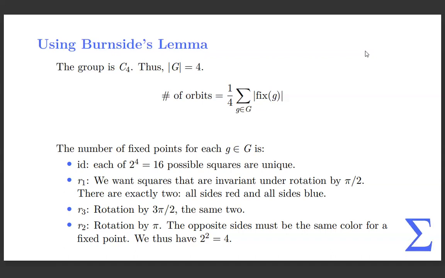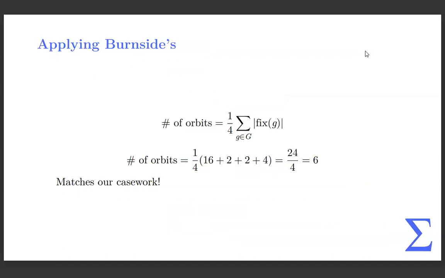But let's actually apply Burnside's. There you go, right? So you take 16, which is the number of fixed points from the identity. You take 2 and 2, which are the fixed points from R1 and R3. You take 4, which is the number of fixed points from R2, and then you get 24 over 4, which is 6, which matches our 24.